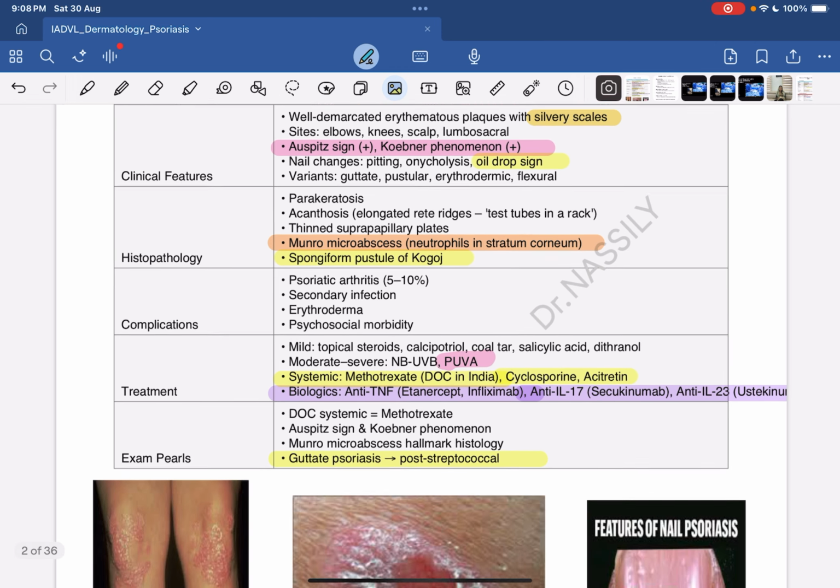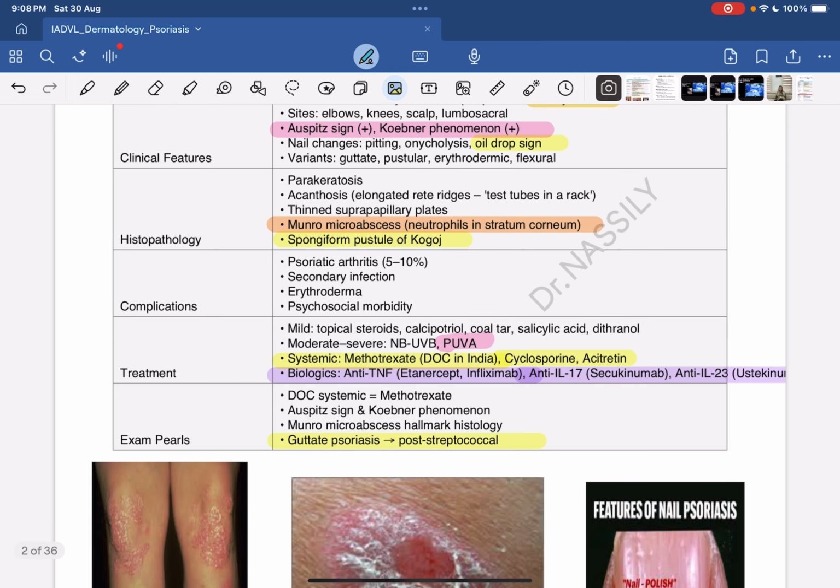Then the complication is psoriatic arthritis. Psoriatic arthritis is an erosive arthritis. There will be secondary infection, erythroderma, psychosocial morbidity. The treatment is mild topical steroids, calcipotriol, coal tar, salicylic acid, dithranol, and in moderate to severe cases, go for PUVA therapy, psoralen plus UVA therapy.